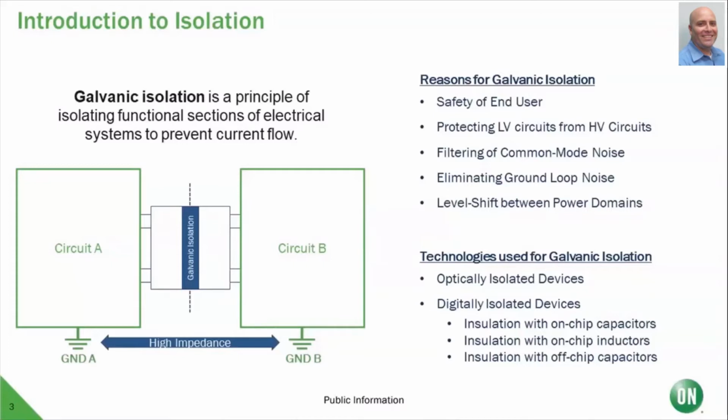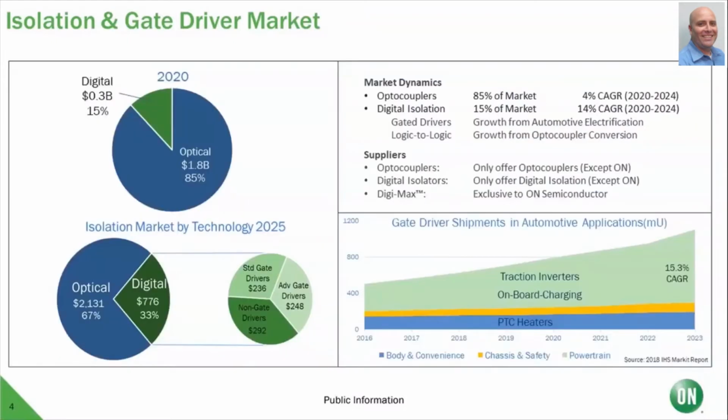Optically isolated devices have been in the market and available for over 50 years. And in the last 10 years, we've seen the introduction and growth of digitally isolated devices. Those are implemented as on-chip capacitors or inductors, and ON has just introduced the Digi-Max technology, which is an off-chip capacitive isolation. Before we get into the technology, I wanted to review the market conditions for isolation.